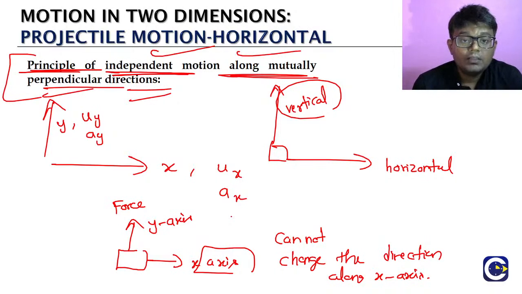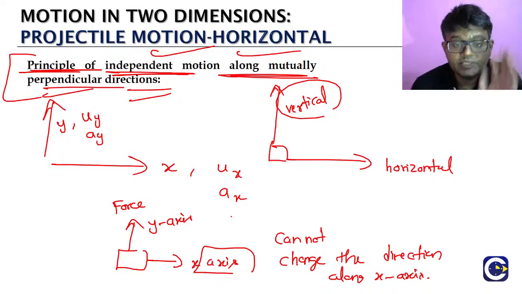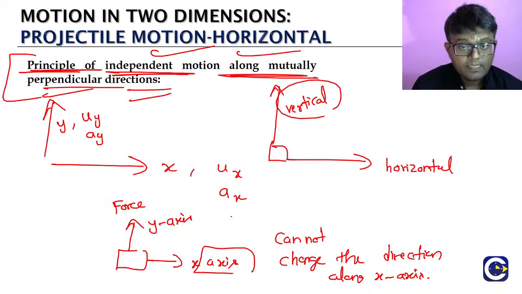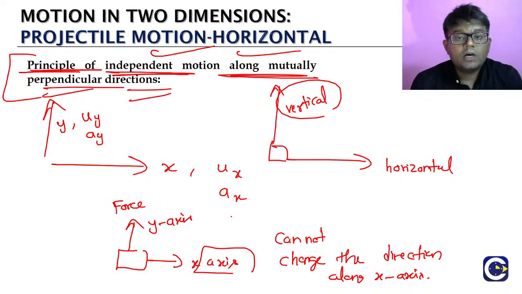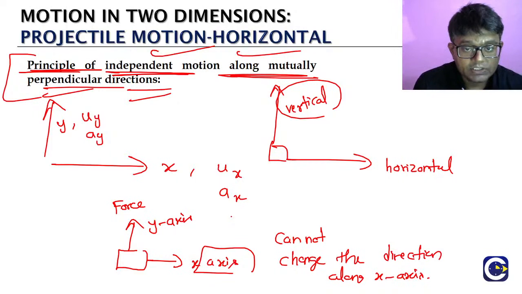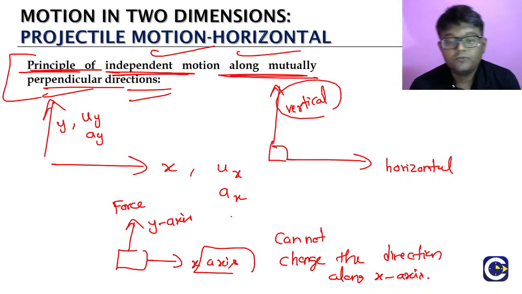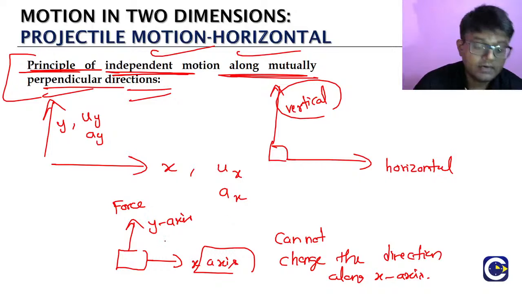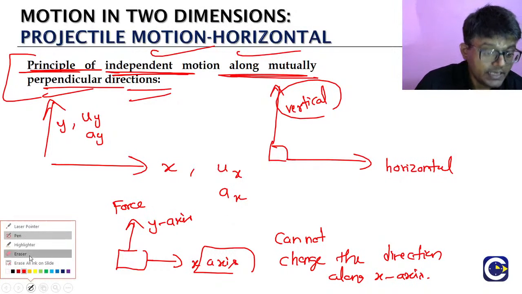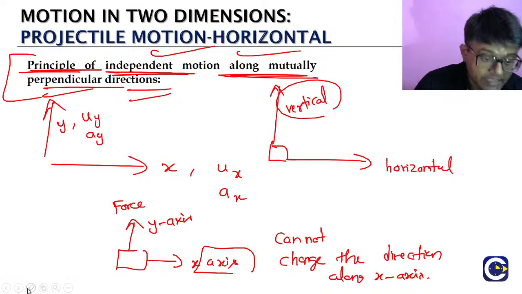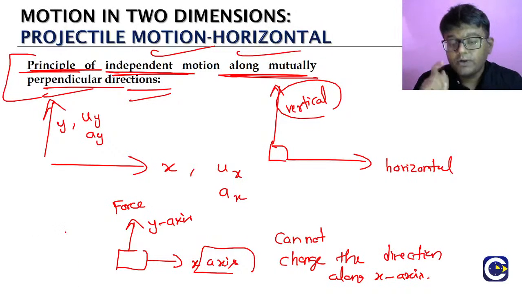If, for example, the object is having acceleration in the vertical direction, that is not going to have any impact on the horizontal direction motion. Similarly, the displacement or the velocity in the horizontal direction will not at all depend upon the parameters in the vertical direction. This is what we call the principle of independent motion. If you have the horizontal direction motion and the vertical direction motion, they are totally independent of each other. Now when we study the projectile motion, we are going to use this principle.